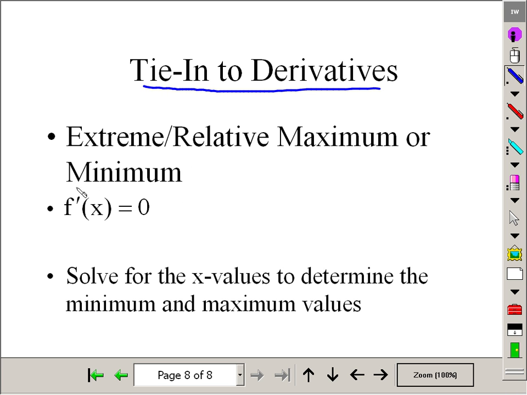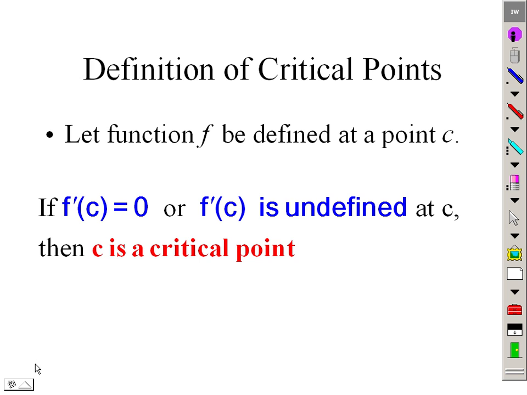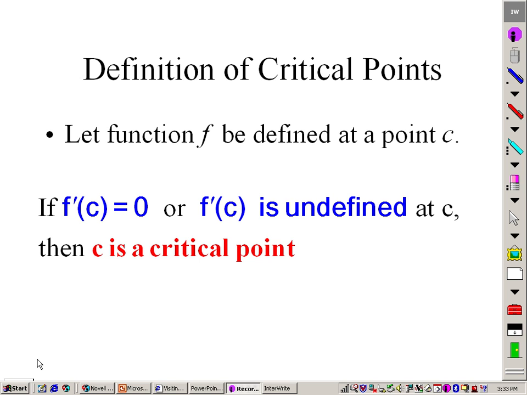Again, the tie-in to the derivatives is that the extreme or relative maximum or minimum occurs if the first derivative equals 0. So we solve for the x value to determine the minimum and maximum values. That's all it is. We're looking for minimum and maximum values here. That's our tie-in, again, to the derivatives. And again, Ms. Tartt's going to be able to play this again or pause this if you guys need to see some of these slides again to copy them. All right, that's enough.